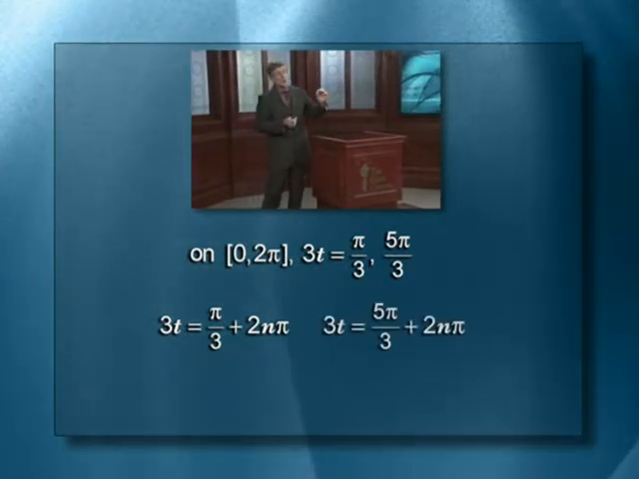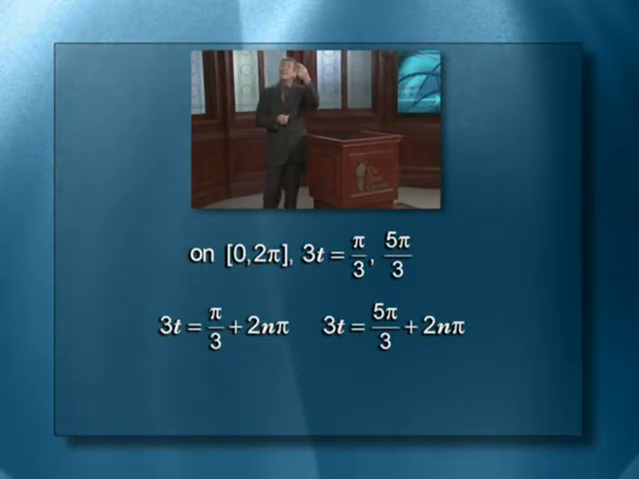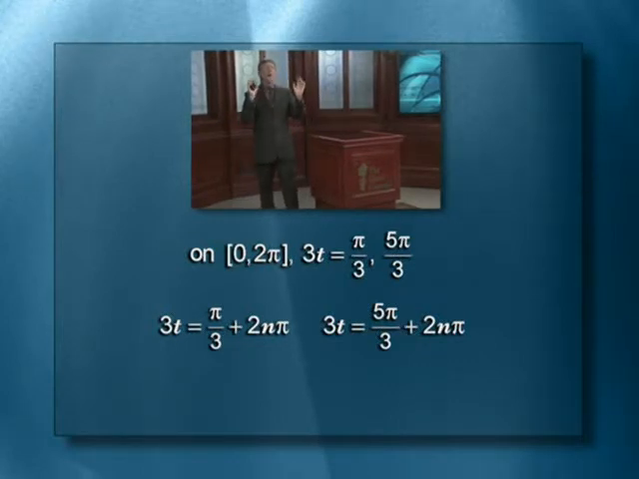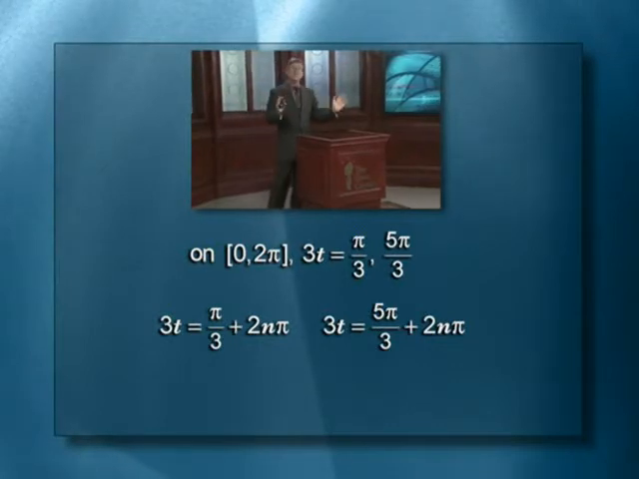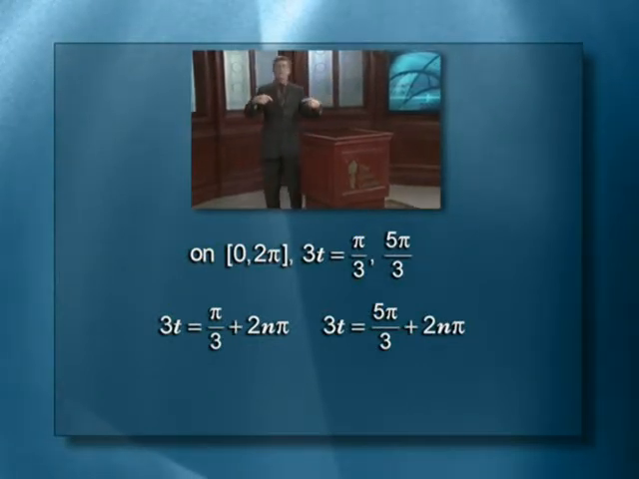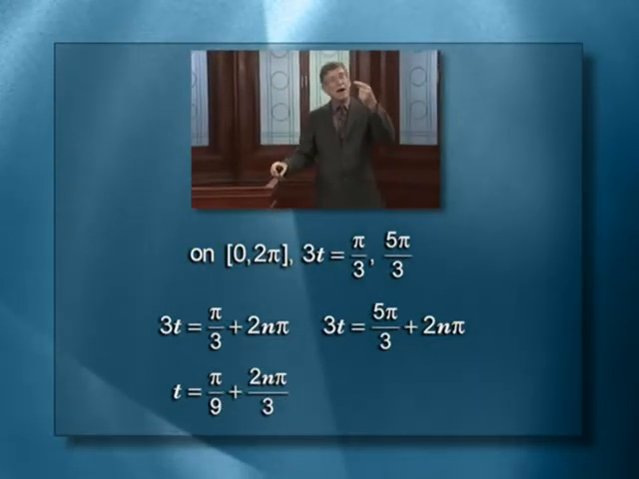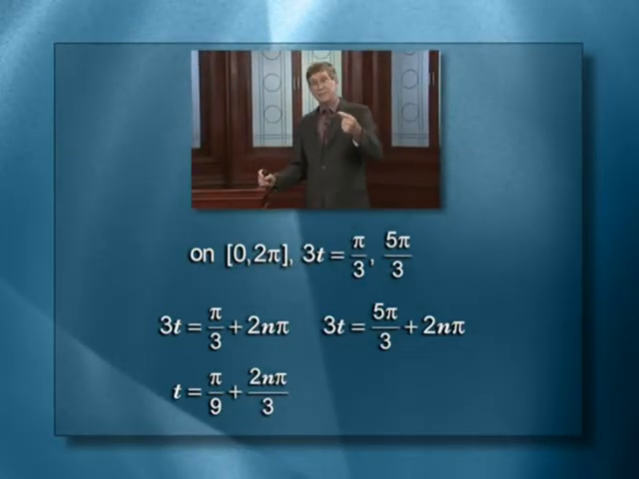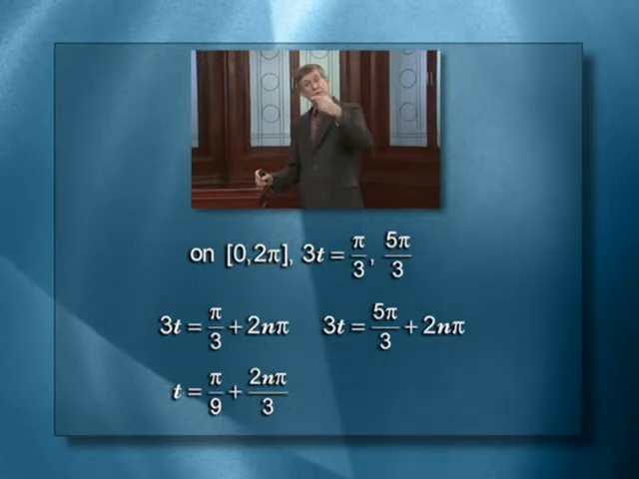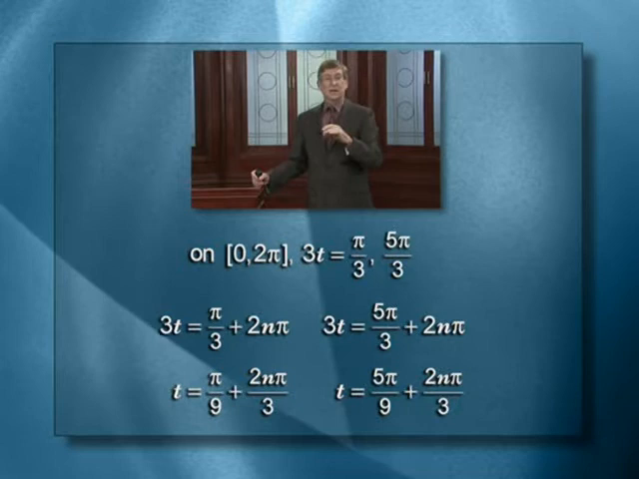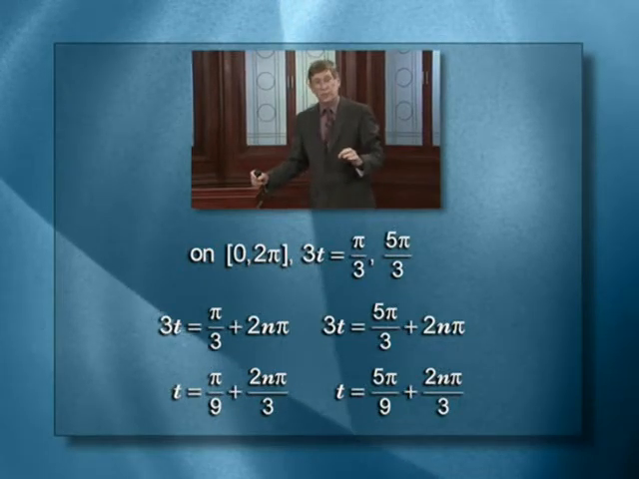And in the same way, 3t is 5 pi over 3 plus multiples of 2 pi. All right, I now know all the values for 3t. What about t? Well, divide everything by 3. And you get the final answer that t is pi over 9 plus 2n pi over 3, or it's 5 pi over 9 plus 2n pi over 3.